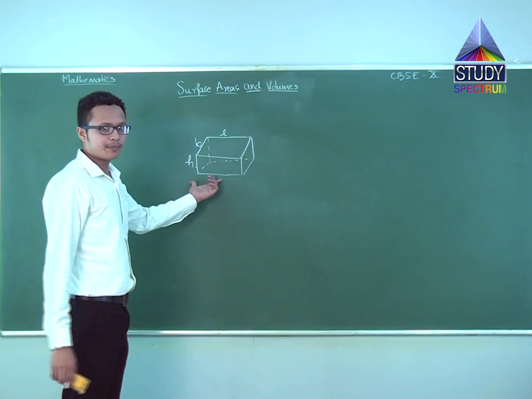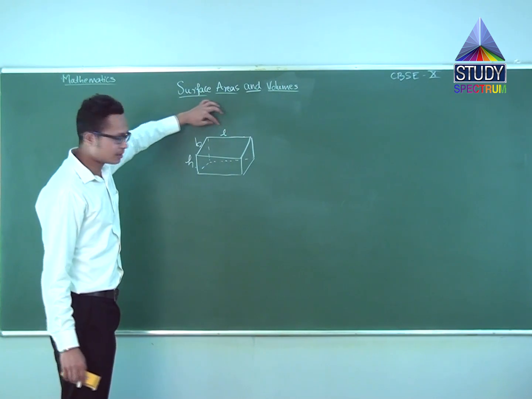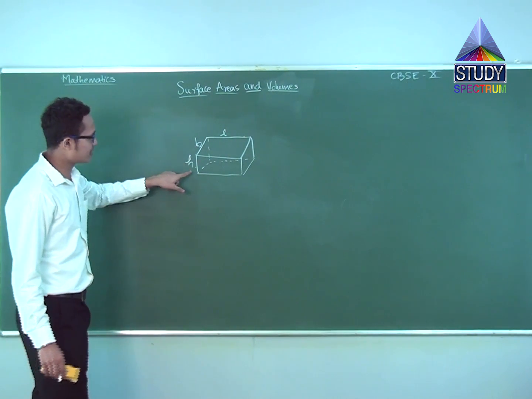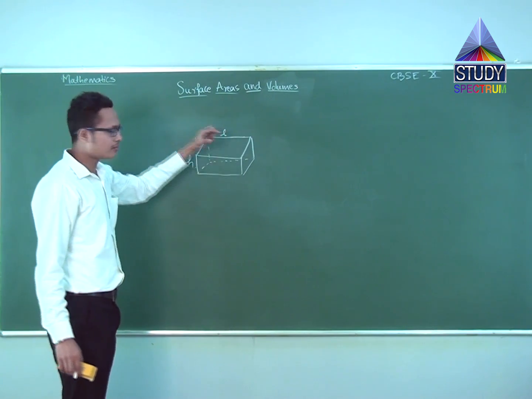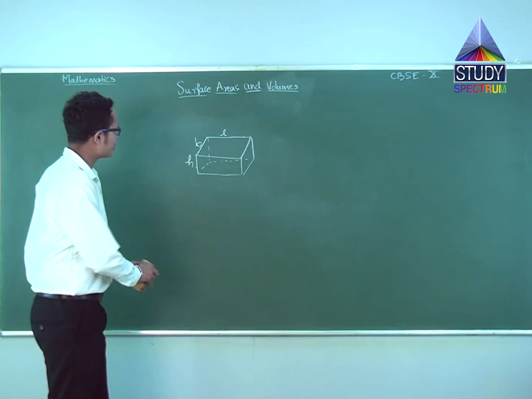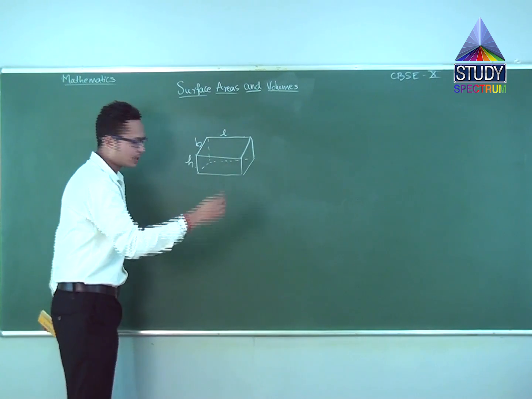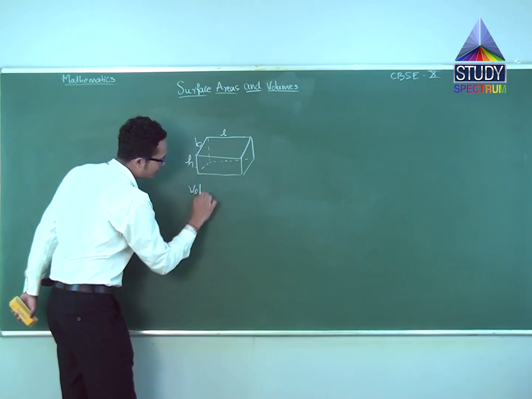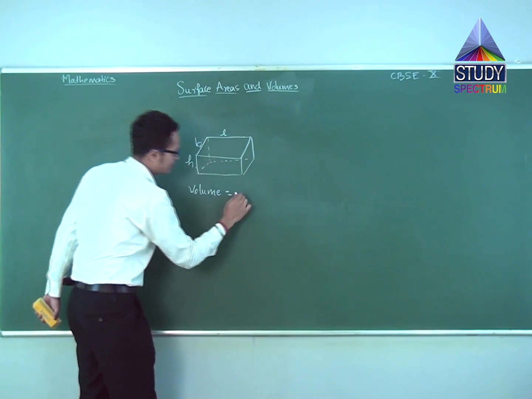This is a cuboid. I have indicated this edge length as L, this edge length as B, and this edge length as H. It basically means length, breadth, and height, which when I multiply all these 3 edge lengths, I get the volume. So volume is equal to length, breadth, and height.